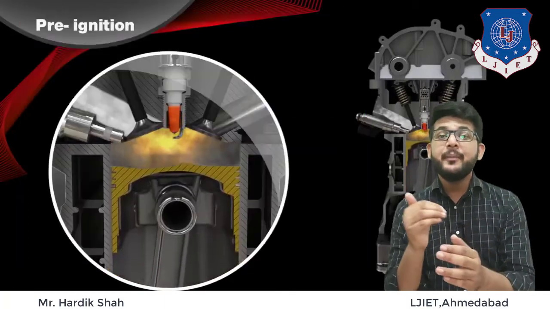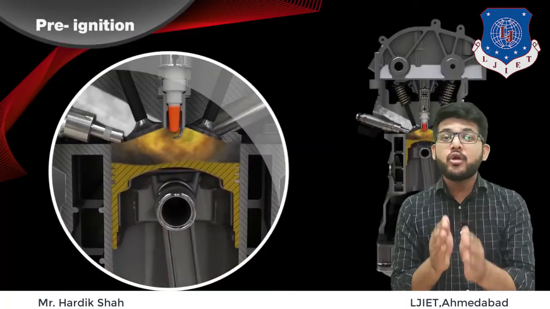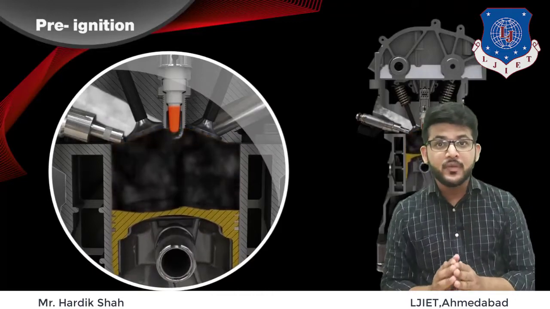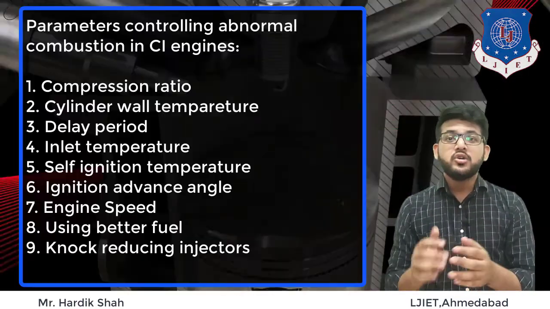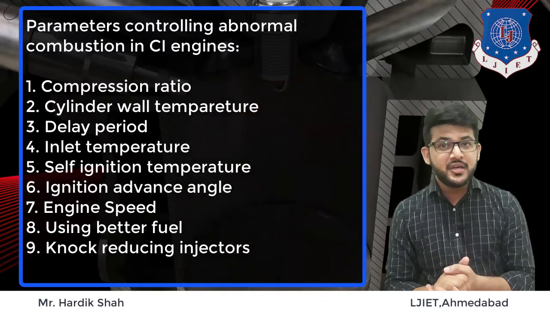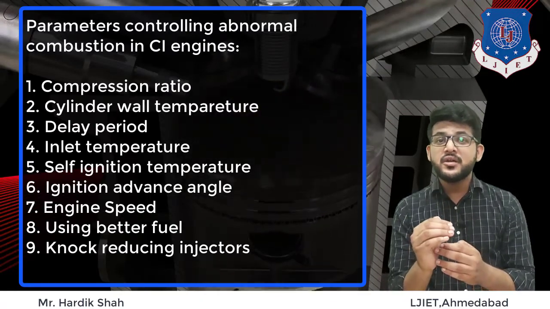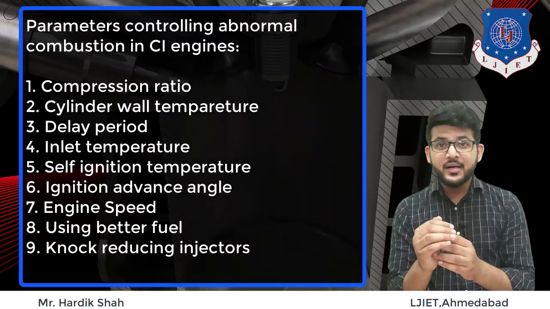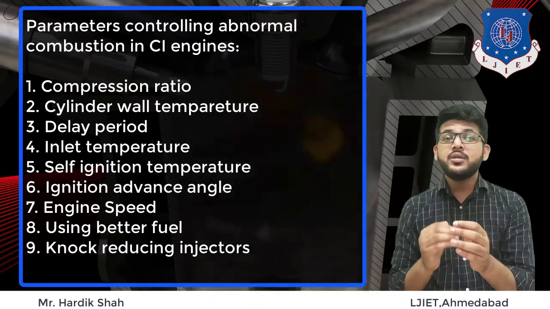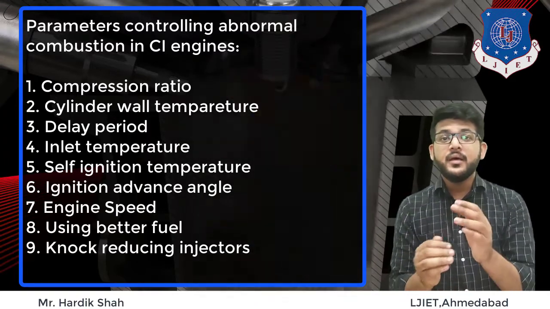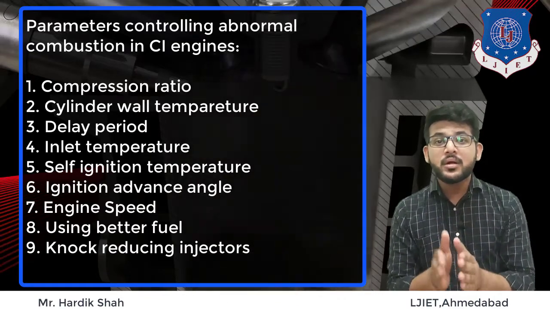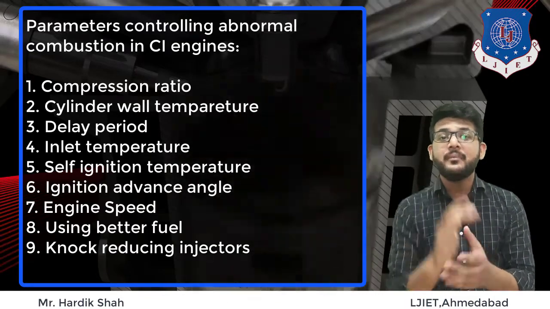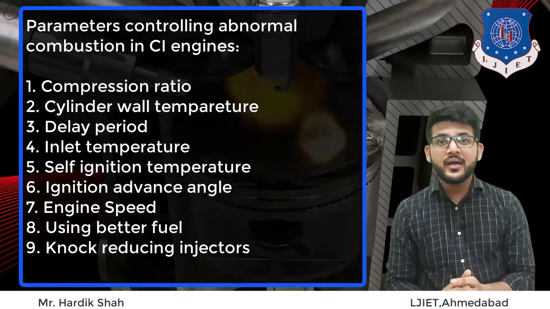So there are different parameters controlling the abnormal combustion in CI engine also. Abnormal combustion means we can say knocking. So what are the factors? First one is compression ratio. The greater the compression ratio, the higher the temperature in the cylinder. Hence, due to the high molecular activity, the ignition delay will be less and the chances of abnormal combustion are very less at very high compression ratio. So in diesel engine, high compression ratio is required.